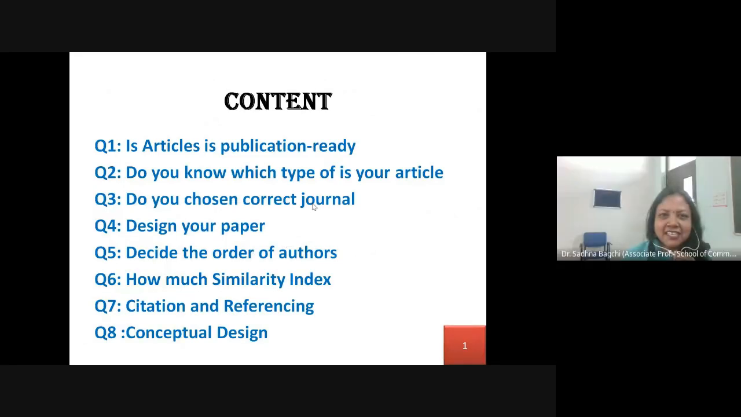Okay, so these are the contents I am going to deal with in today's session. The first is: is your article publication ready? Do you know which type of article you have? Did you choose the correct journal for your article? How to design a paper for publication, and how to decide the order of authors. How much similarity index, because it plays a very essential role in paper selection, how much similarity index is involved in your paper, and how to reduce it. Citation and referencing and their role in the paper, and the conceptual design. These things I am going to deal with in today's session.